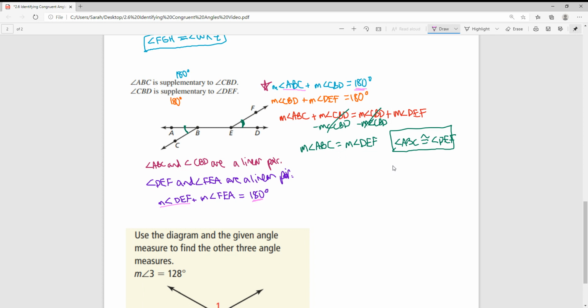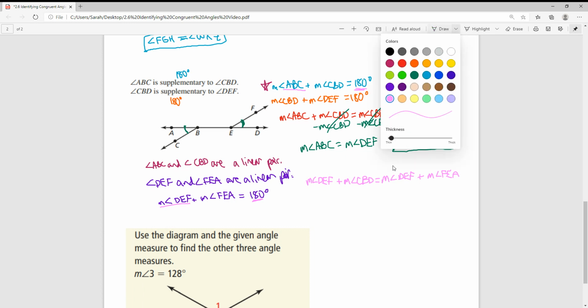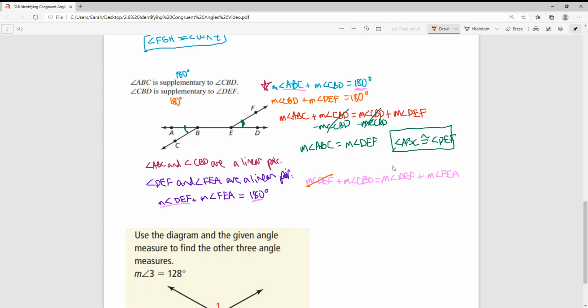These two are both equal to 180. So I'm going to replace ABC with DEF, measure of angle DEF plus measure of angle CBD equals, let's go to my other equation, measure of angle DEF plus measure of angle FEA. If I subtract DEF from both sides, it's going to cancel. I'm not going to show that because we've done that now a few times. And so that's going to tell us that measure of CBD is equal to measure of FEA. So that means that this angle right here and this angle right here are the same. Since they are the same measure, we can say that they are congruent. And so those are the only pairs of congruent angles in that picture.